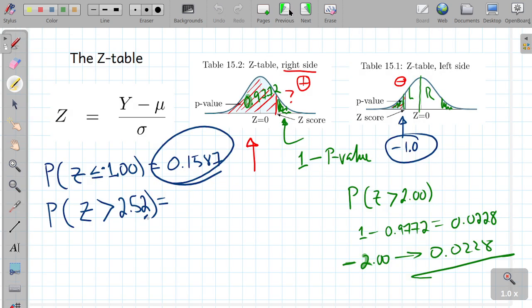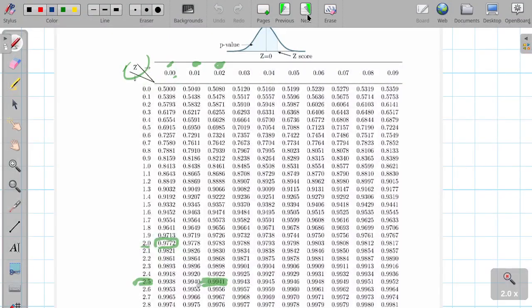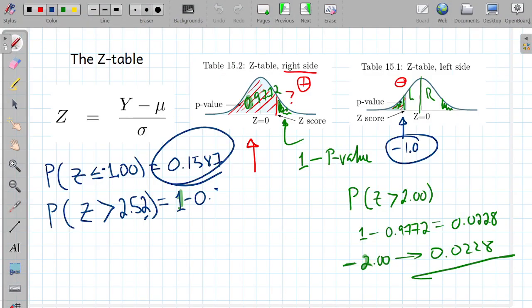Let's go back. Well, now wait a minute. I want to know greater than that. So I've got to go 1 minus... It didn't change pens again. Let's try again. 1 minus, what did I say that value was? 9941. There we go. So this works out to 0.0059. So that's just a little bit more than 1/2 of 1%.